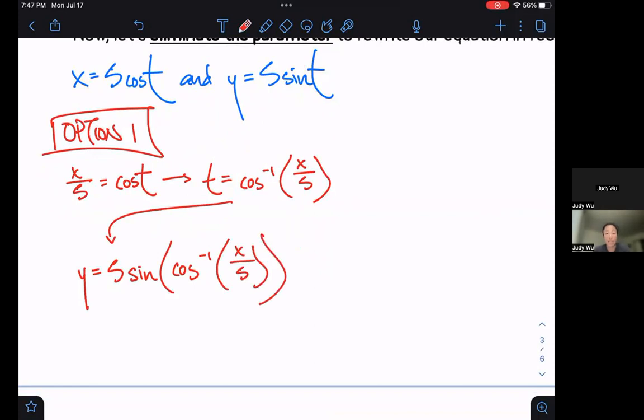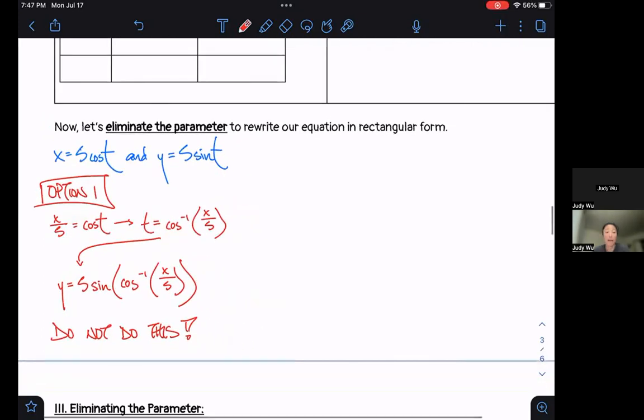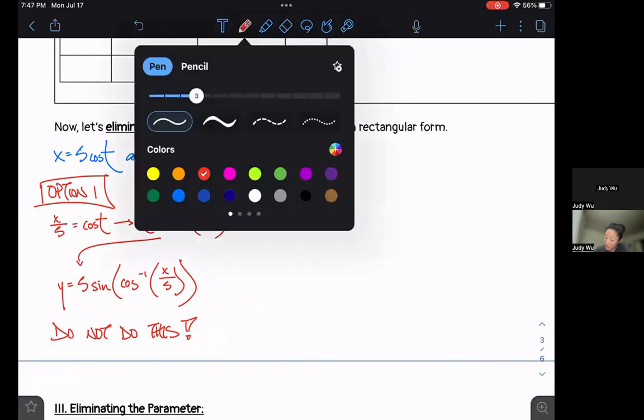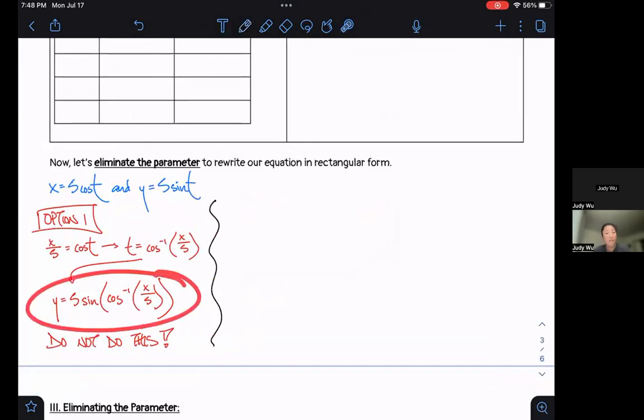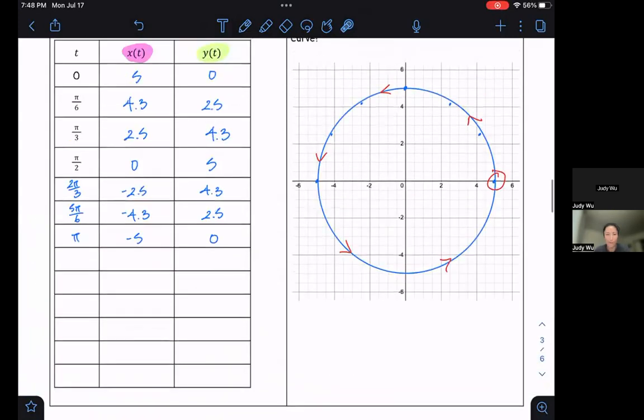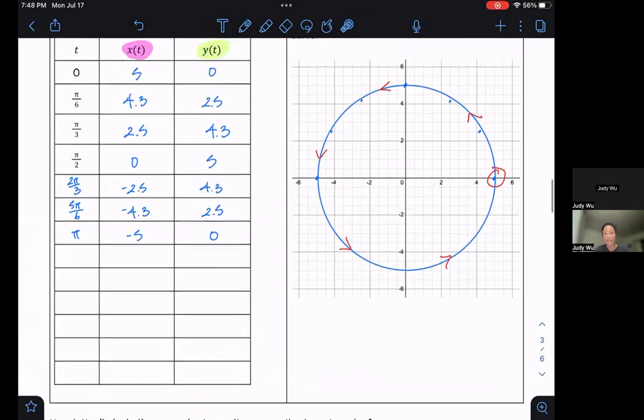This looks gross. In fact, this looks like one of the test questions on the last test that a lot of us got wrong. It's not something that's very natural for us. Do not do this. If you have some friends who choose not to watch the video and then do it this way, I don't really feel badly for you. We're not doing this method because it's not something that helps us say, oh, 5 sine inverse cosine of x over 5, that's a circle with a radius 5. That's not natural for us.